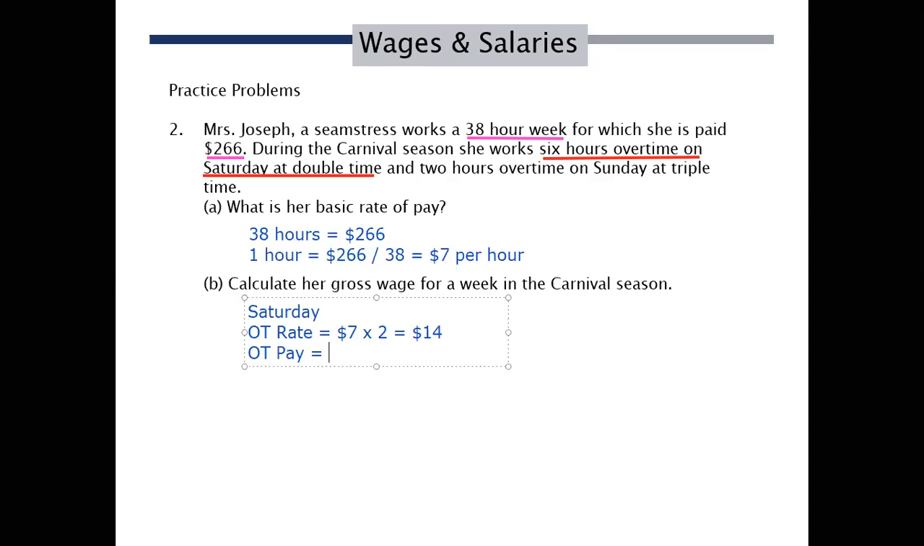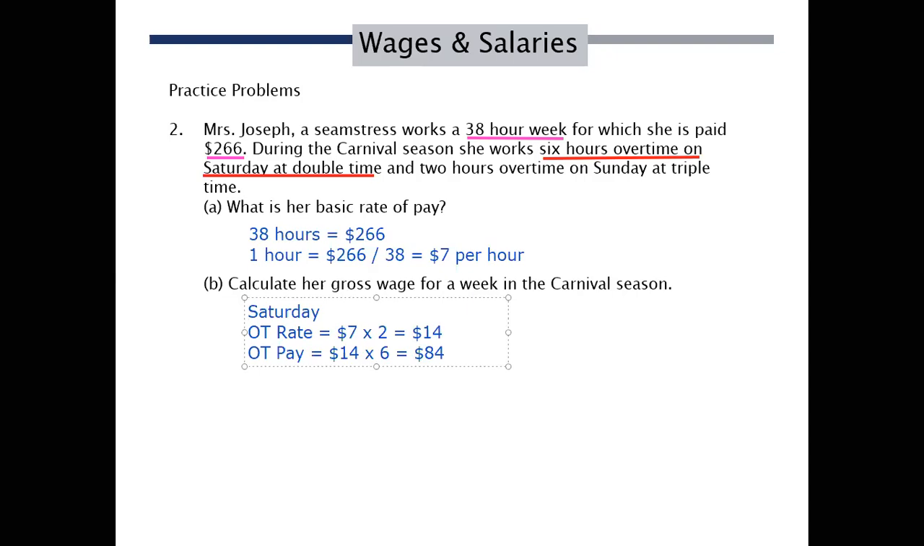Well, she makes $14 per hour, and she worked a total of 6 hours. And so when I multiply those two, 14 times 6, I find that for Saturday alone, she would have made a total of $84.